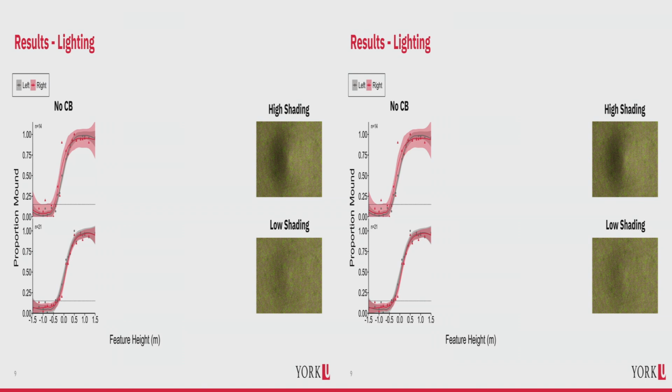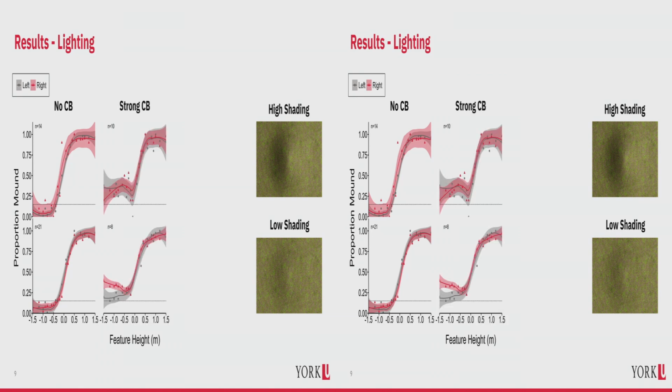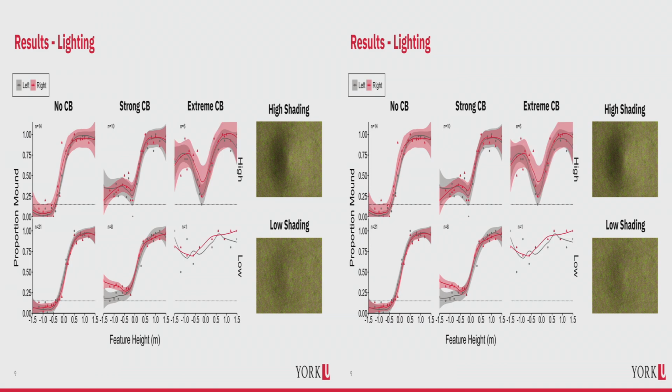For these observers that had no CB, or no convexity bias, this is as you would expect, the bottoms of those functions are below our criterion. We had some observers that had a strong bias where their tails are above our criterion. You can see there at the low end, they're estimating mound about 35% of the time when it was a dip. And then we have our observers that were so extreme, you actually didn't get a psychometric fit. I think at the low end here, they're estimating mound about 70% of the time, even though it is actually a dip.